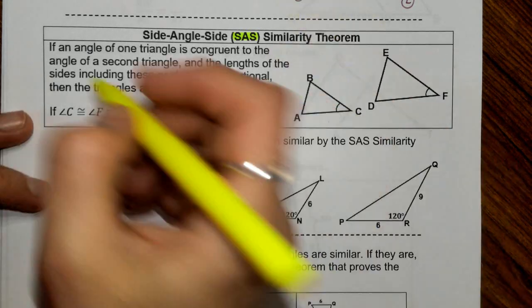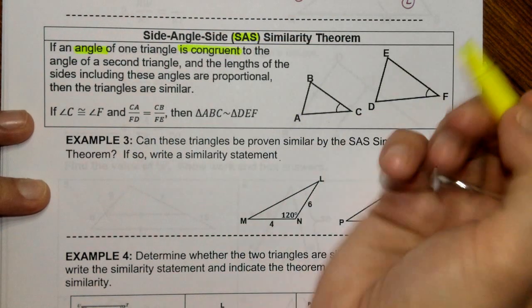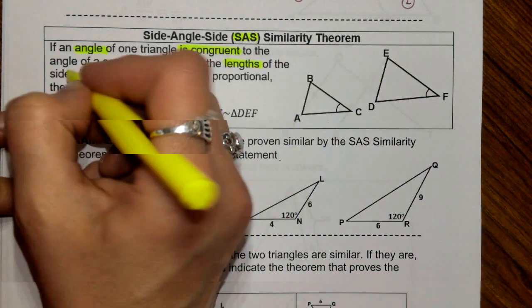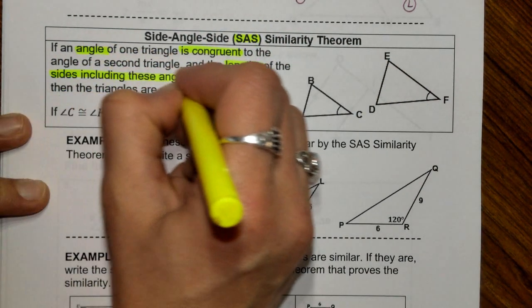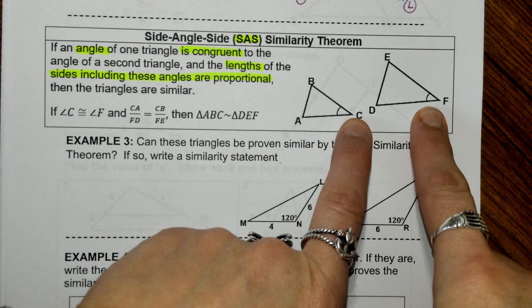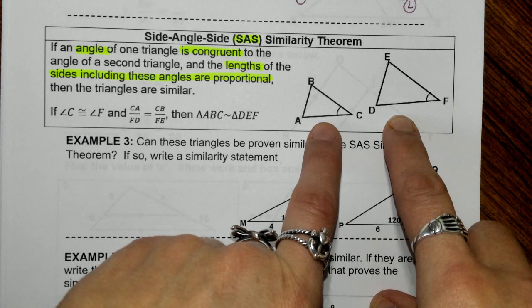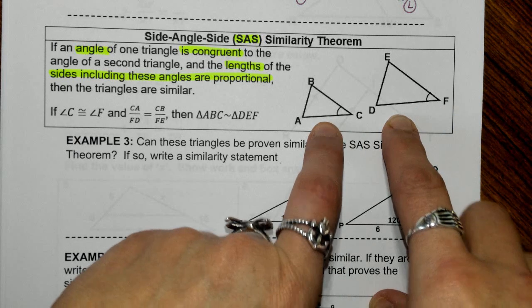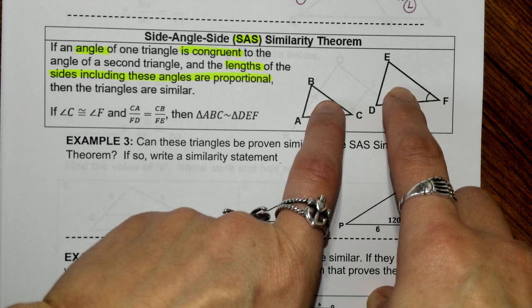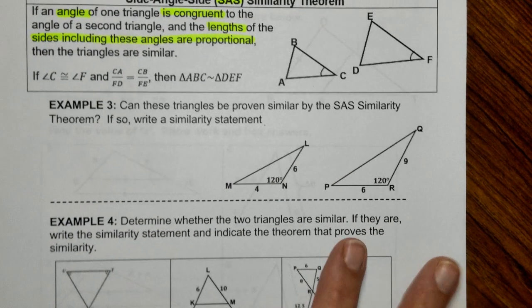So here, as it says, we've got an angle that is congruent, and the lengths of the sides including these angles are proportional. So here we're saying angles C and F are congruent. The sides that include it, CA and FD, are proportional, and then CB and FE are proportional. All right, let's look at this in the making here.